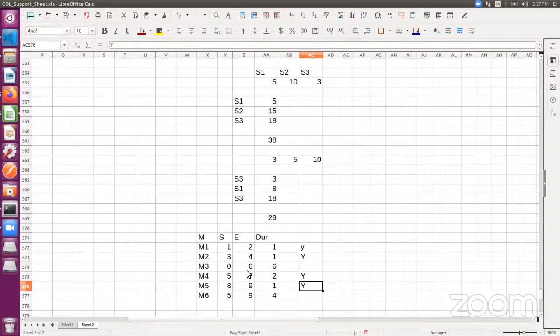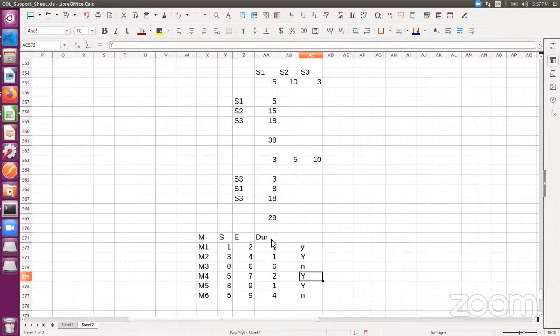And then next in order is 5 to 9. This one will have a clash, so no. And M3, 0 to 6, this will also have a clash, so no. Okay, so as per this strategy, sorting with respect to duration in ascending order gives 4. Okay, so for this example, this might give the optimal solution.